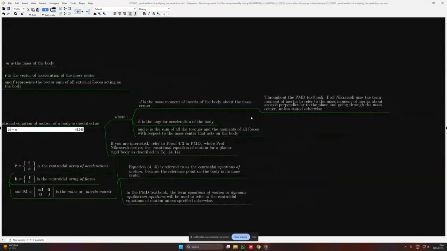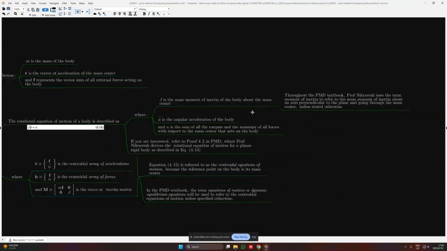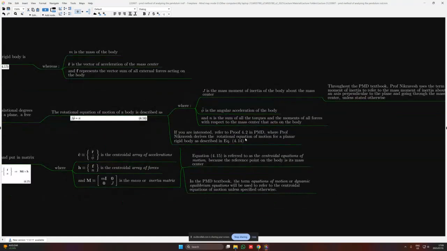So throughout the PMD textbook, Prof. Nikravesh also uses the term moment of inertia to simply refer to the mass moment of inertia about an axis. And this axis is then perpendicular to the plane and going through the mass center unless stated otherwise. If you are also interested, you can go and look at proof 4.2 in PMD. This is simply where Nikravesh derives the rotational equation of motion for a planar rigid body, as we describe it over here in equation 4.14.